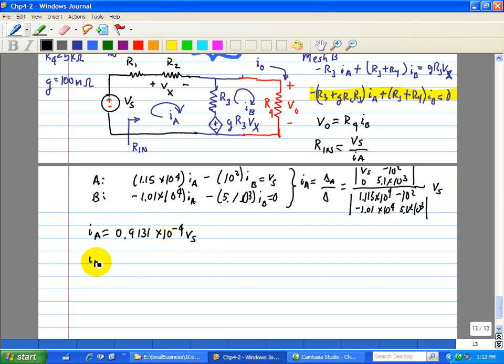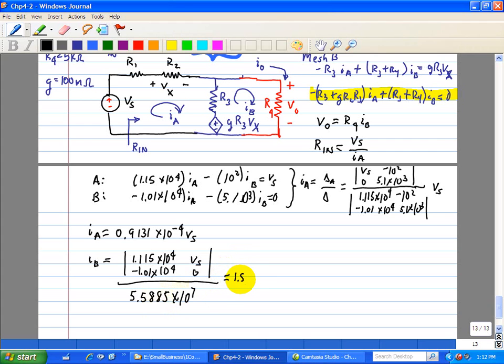IB follows a similar calculation where we have the numerator equal to the determinant of this matrix, 1.15 times 10 to the fourth, Vs, minus 1.01 times 10 to the fourth, 0, all over the same determinant. In this case, this would be 5.5885 times 10 to the 7th, and this yields 1.808 times 10 to the minus 4th Vs.